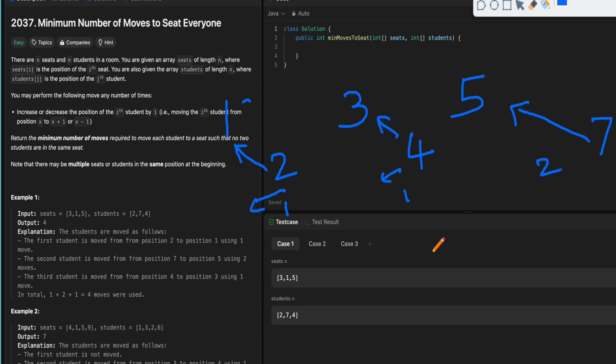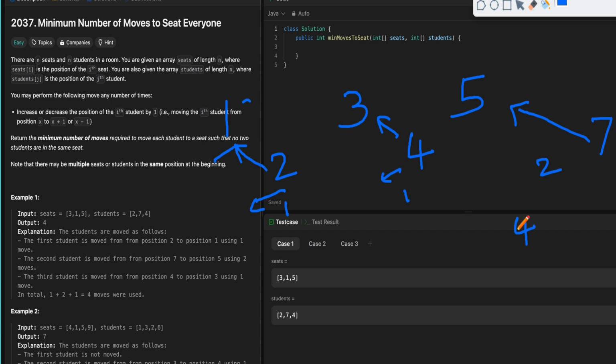So the idea is to move the student to the closest seat so that they have to make a minimum number of moves. So for example, for seat 1, student 2 was the closest, so we moved it. Like 2 was close to both 1 and 3, right? But suppose we chose 1 as an answer. Then 4 was close to 3 and 5, but let's say we chose 5. Now because the student at position 4 chose 5, the only seat the student at position 7 can choose is seat number 3, right? And that means the number of moves that student has to make is 4. So that actually increases our answer.